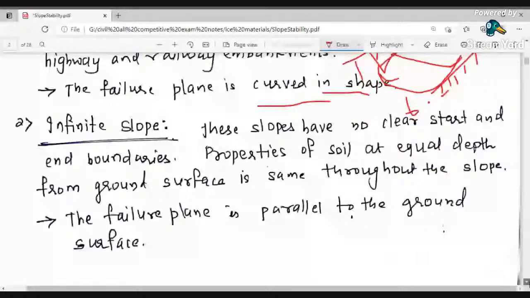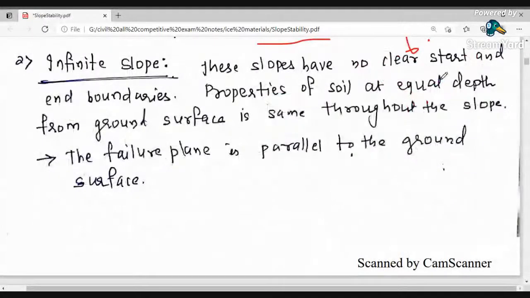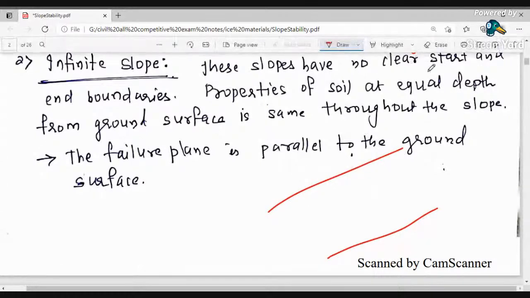This slope has no clear start and end boundaries. Infinite, obviously the name itself shows, it doesn't have a clear start. So we don't have a clear top boundary or clear bottom boundary, the depth is large. We cannot say which one is the clear boundary or which is the boundary of that infinite slope.